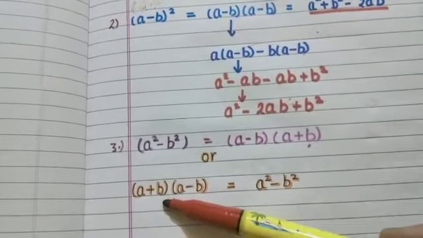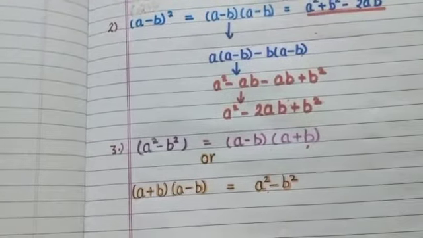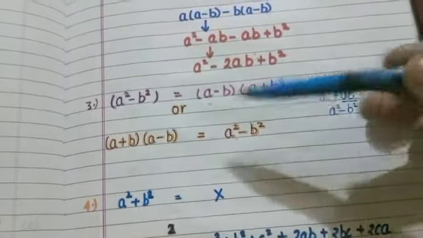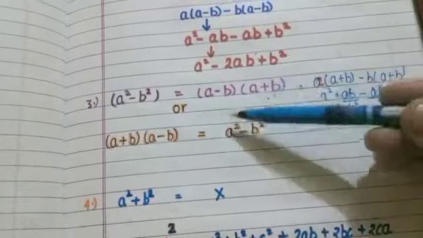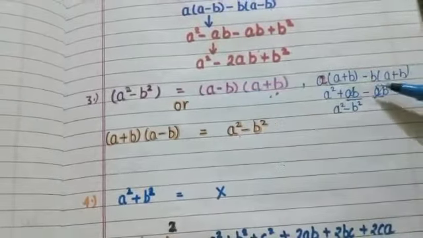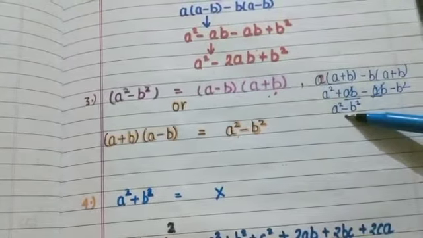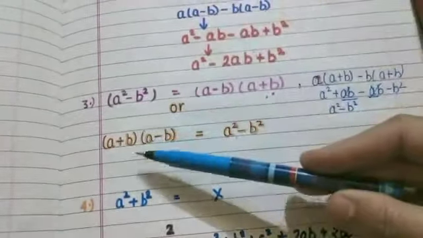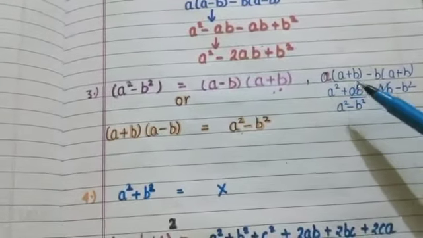When a plus b is multiplied with a minus b, we get a square minus b square. On solving, we get a under the bracket a plus b, then minus b. We expand this, and then minus b multiplied with a plus b. On solving that, we get a square minus b square. So when a plus b is multiplied with a minus b, we get a square minus b square.